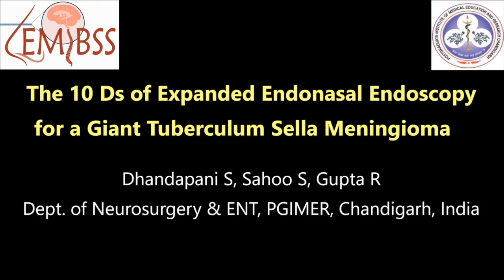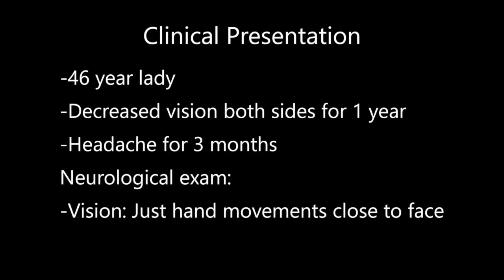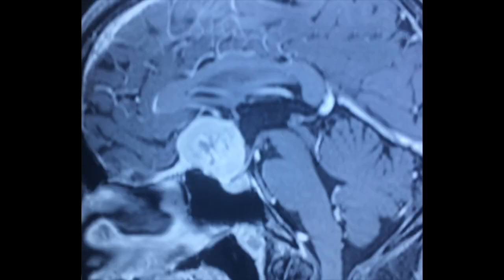Expanded endonasal endoscopy for a giant tuberculum sellae meningioma, the 10 Ds. A 46-year-old lady presented with decreased vision on both sides for 1 year and headache for 3 months. On examination of vision, there were just hand movements close to the face.